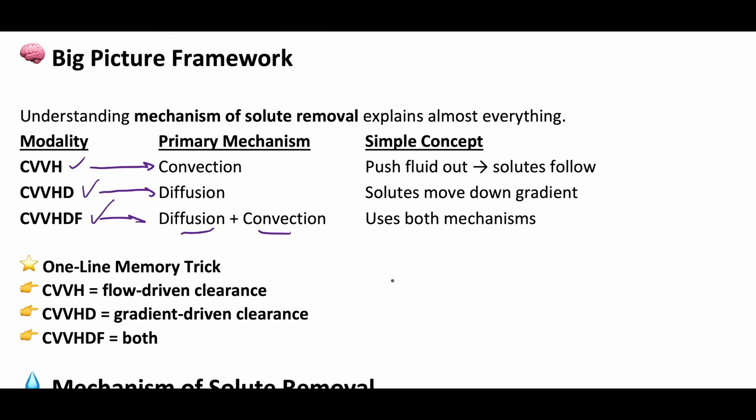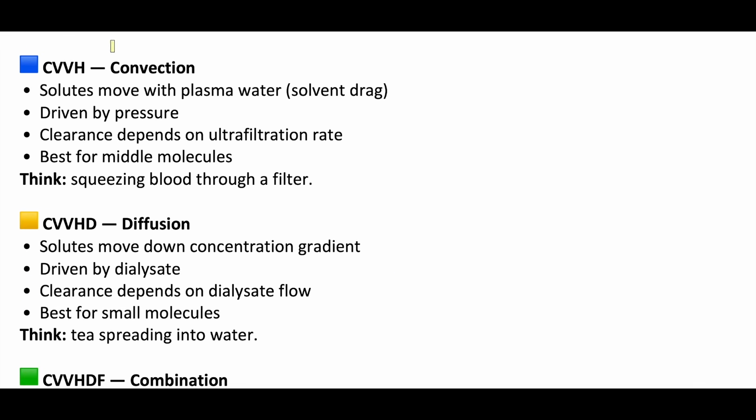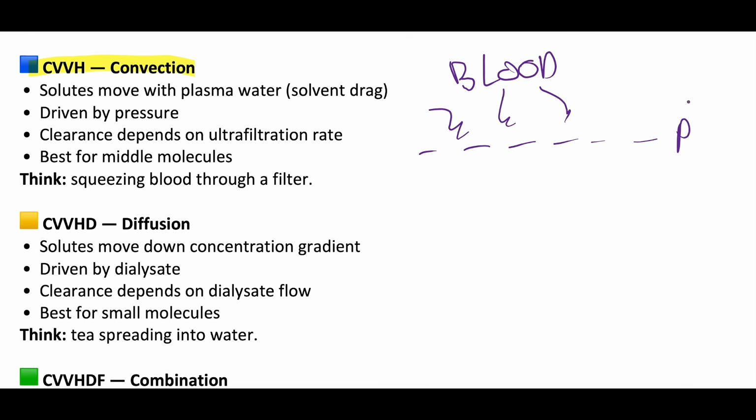Okay, so mechanism of solute removal, if we were to dive a little bit deeper, in CVVH, which is continuous venous hemofiltration, we're using convection. Convection is what causes solutes to move with plasma water across that membrane. So you have your membrane, you have blood that is being pumped up onto this membrane. The pressure created across the membrane causes plasma water to go through that membrane, and then it drags solutes with the plasma water to clear them.